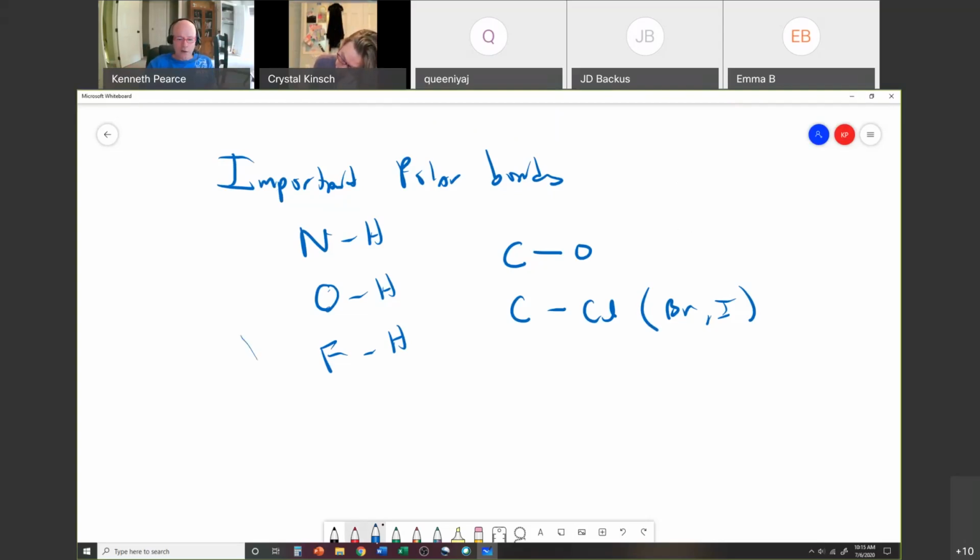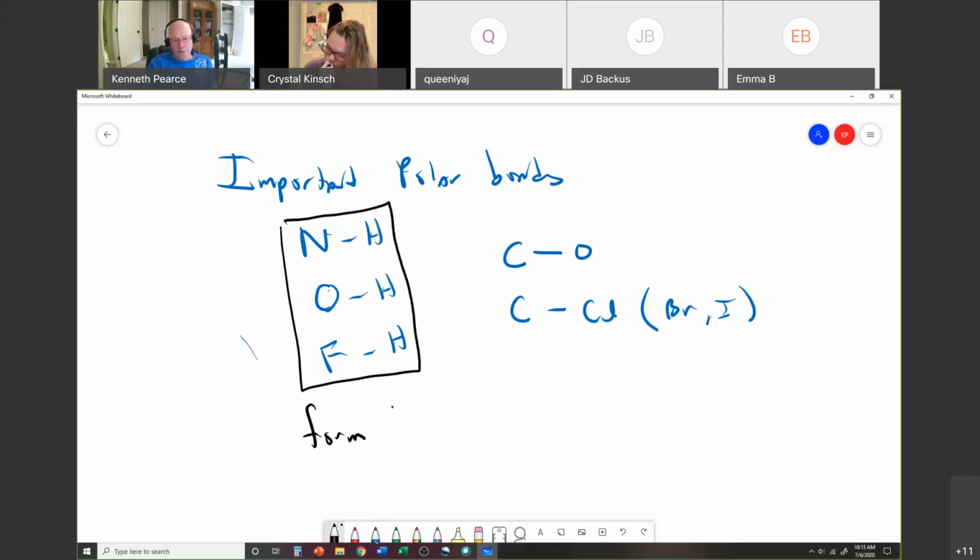And as a matter of fact, when you have N paired with a hydrogen, oxygen paired with a hydrogen, or fluorine paired with a hydrogen, these form what are called hydrogen bonds.